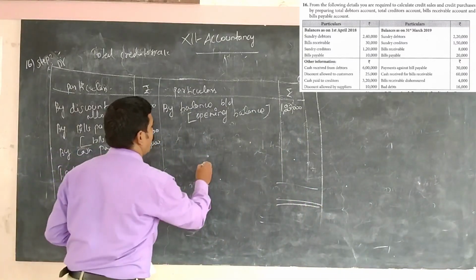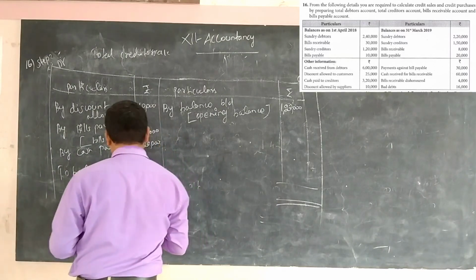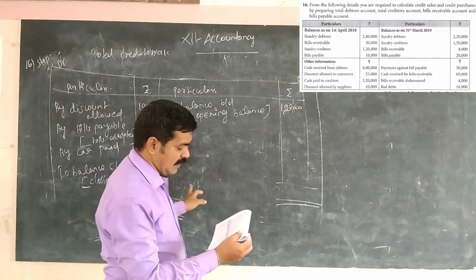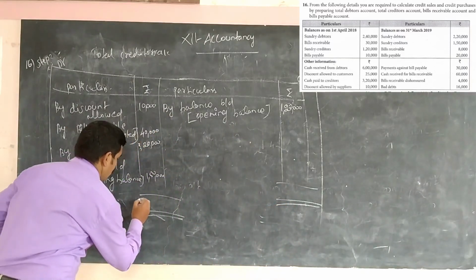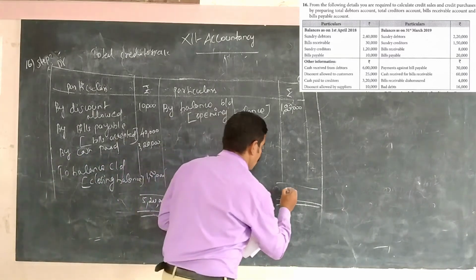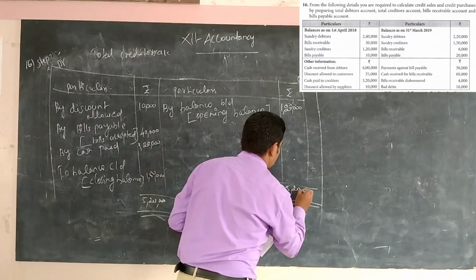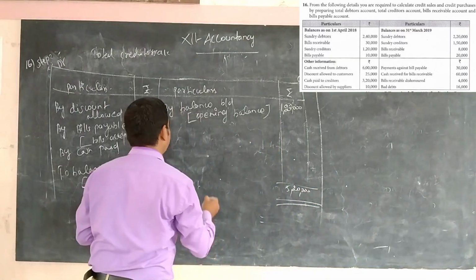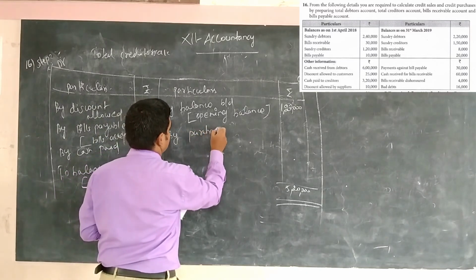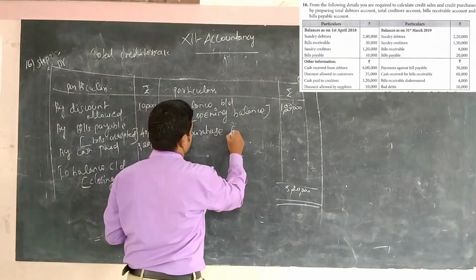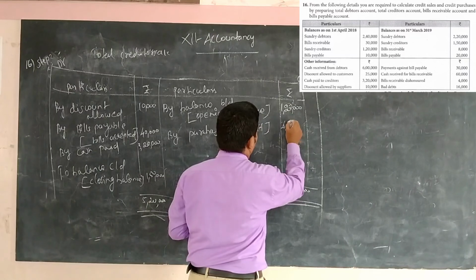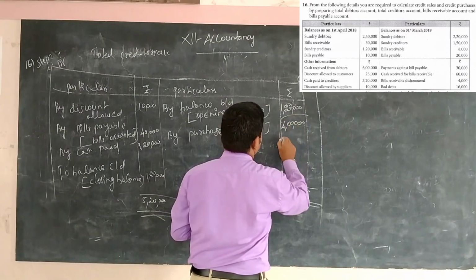So now we have to find this amount. Here the total amount is 5,20,000. Here also 5,20,000. Now the balance, that is by purchase, that is called credit. The amount is 4 lakh. Okay, this is the final amount.